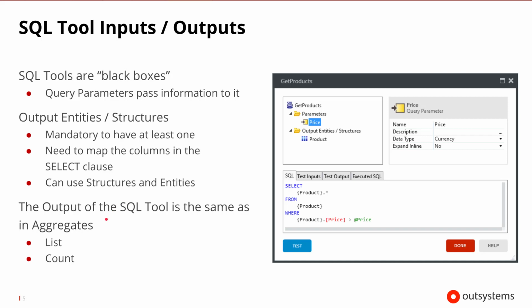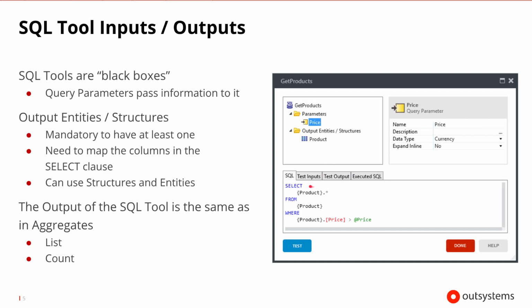The output will contain a list. That list will have the extra attributes like the count, and it will go through the current ones and have the structure. So in this case, we're trying to get products, and there's a price involved. So we're going to pass in the price, and we expect to get products back.